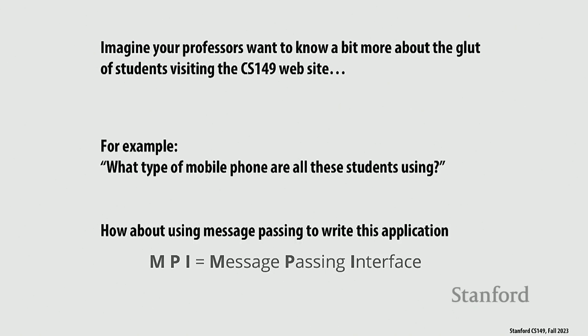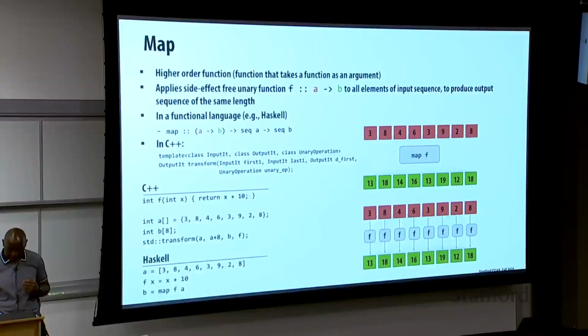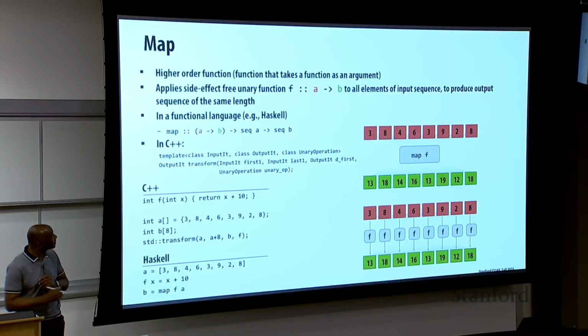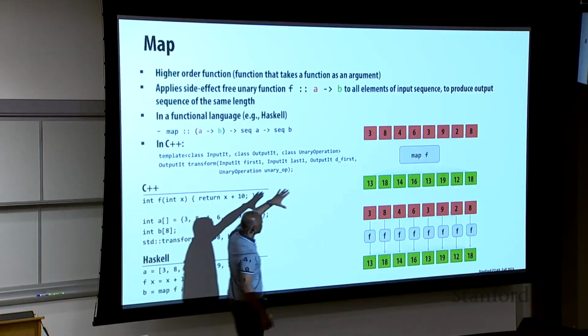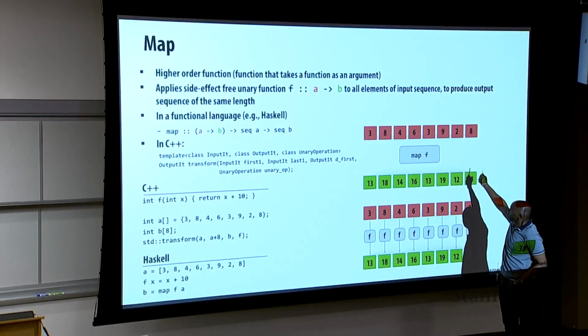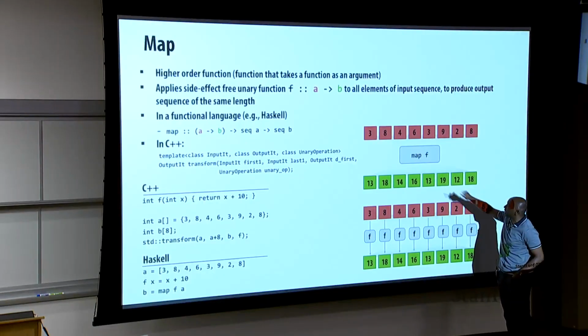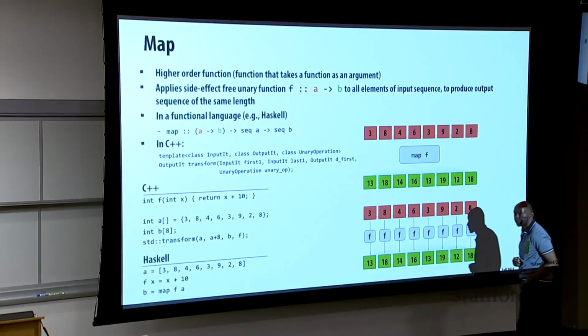So let's think about how you might want to think about programming the application. Let's go back to the idea of data parallel operations, in particular, map and reduce. Just to refresh your memory, the map is going to take a collection or a sequence, in this case of type A, and produce a sequence or collection of type B. The way it does that is it takes each element of the input sequence and converts it to an element of the output sequence.